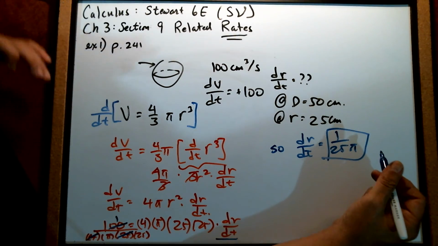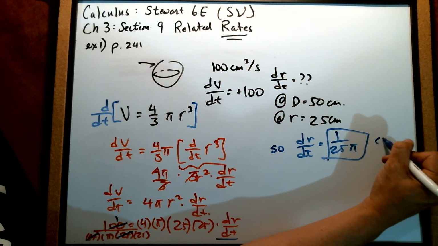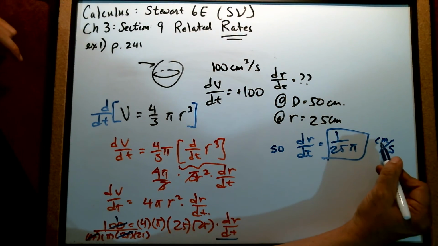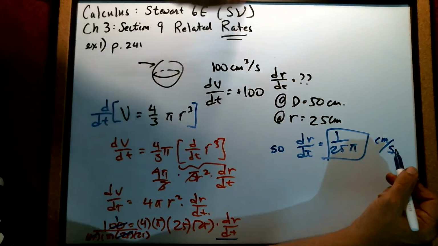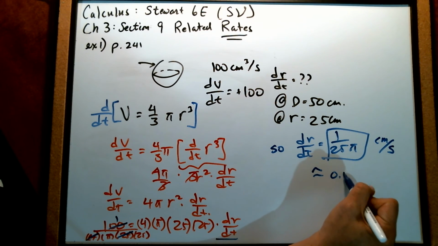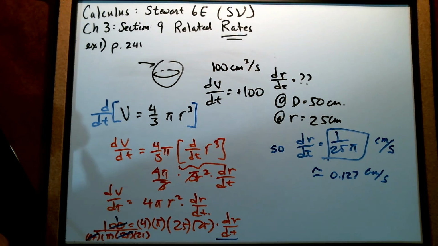That's your exact answer. The radius is changing in centimeters per time, and our time was seconds, so centimeters per second. Let me just verify that. Yes, 1 over 25 pi, which is approximately 0.127 centimeters per second. Examples number 2, 3, 4, and other types of examples I'm going to be doing separately because each example has different techniques and keys that you're going to use to solve these problems. Good luck on related rates.